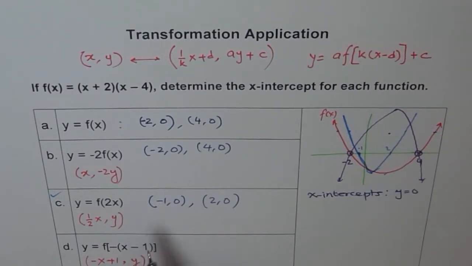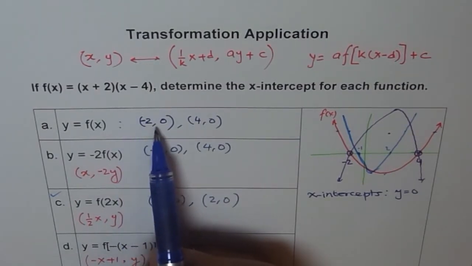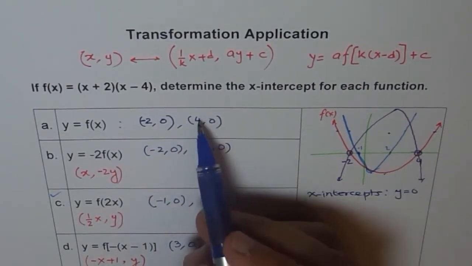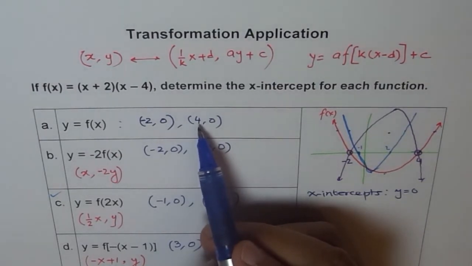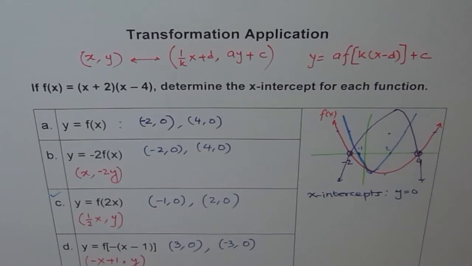Correct? Now, what happens to the x point? It gets multiplied by negative 1 and then we add 1. So if we do that, negative 1 of minus 2 is what? Plus 2. And if you add 1, you get 3. So your x-intercept is 3, 0. How about this? Negative of 4 is negative 4, plus 1 gives me negative 3. So it becomes negative 3 and 0. Y remains the same. So these are my coordinates of x-intercepts. So what did we find here? These are x-intercepts.